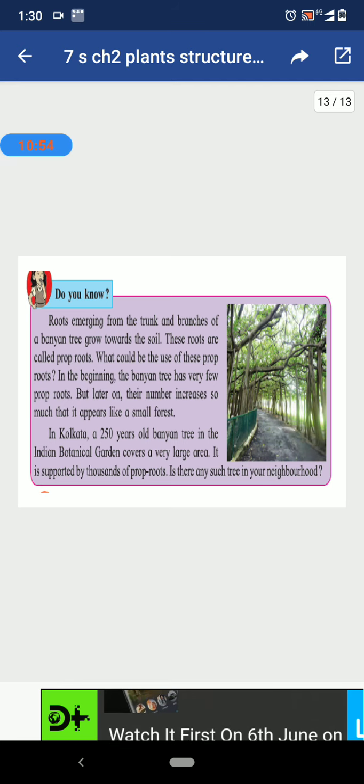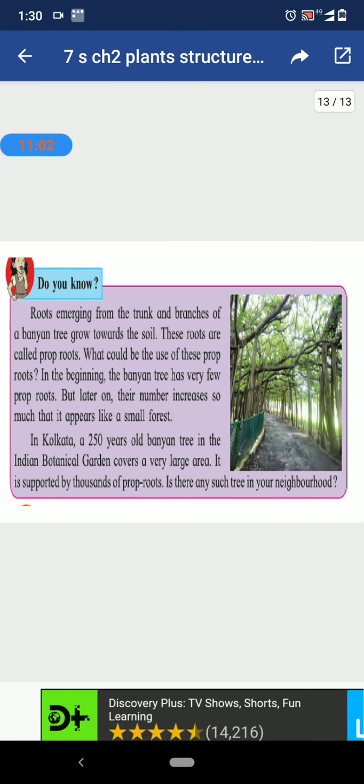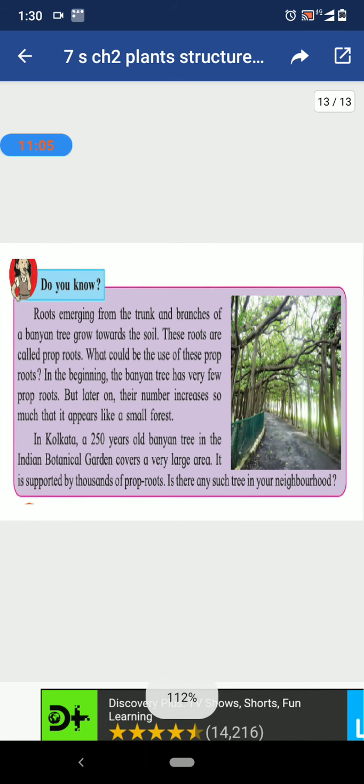Okay. Now here we have some information. See the plant. Which plant is it? A banyan plant. Okay. I will read the information. Roots emerging from the trunk and the branches of a banyan tree grow towards the soil. You can observe here that the roots grow towards the soil from the tree part downwards. What could be the use of these prop roots? We have already discussed that the use of prop roots is to give more support, and from that they become individual and again form the tree structure.